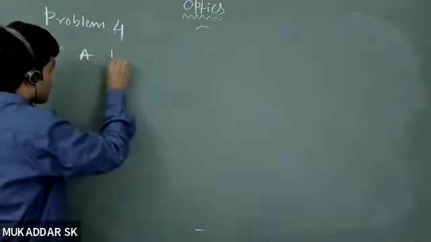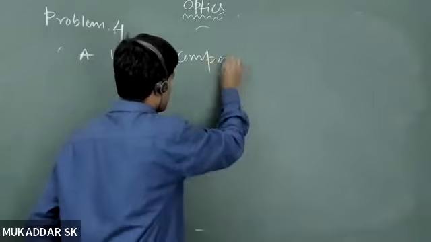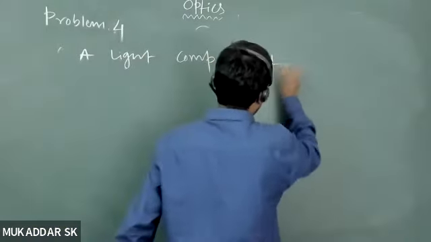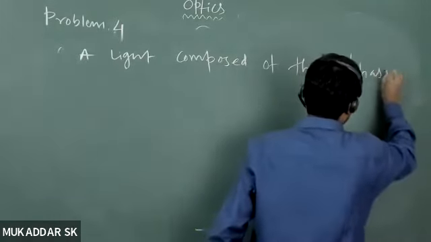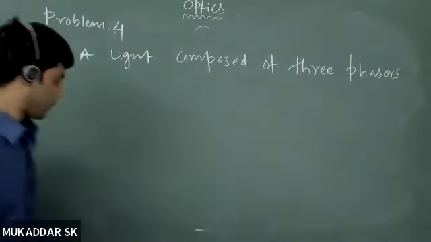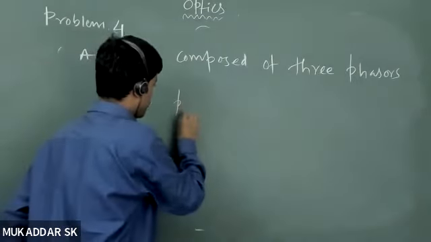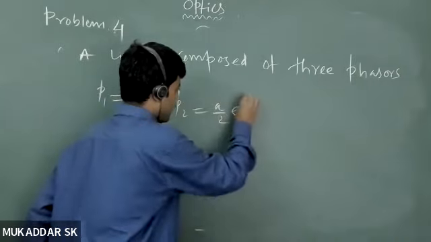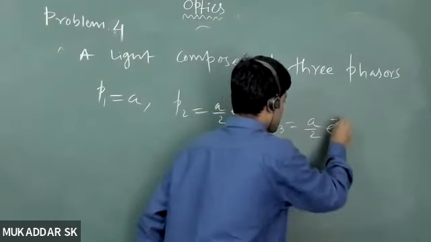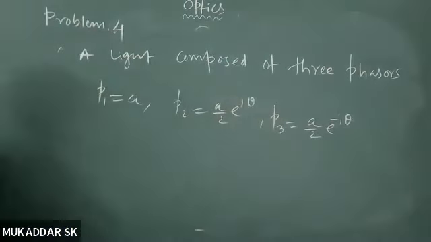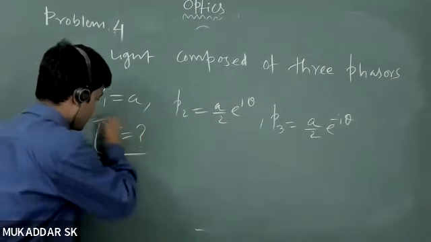A light composed of three phasors. Three phasors are given: P1 equals A, P2 equals A by 2 exponential i theta, and P3 equals A by 2 exponential minus i theta. So the question is, what will be the intensity of this light? कितना intensity होगा इस light का बताओ?